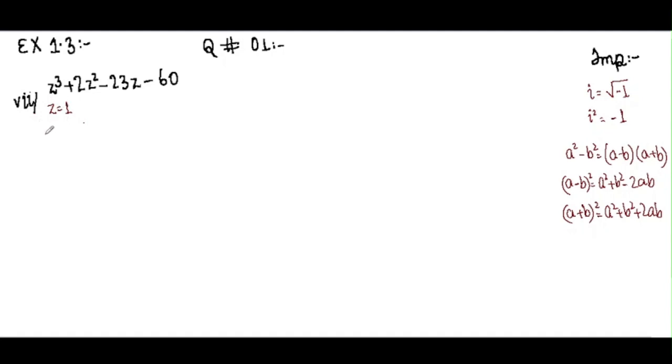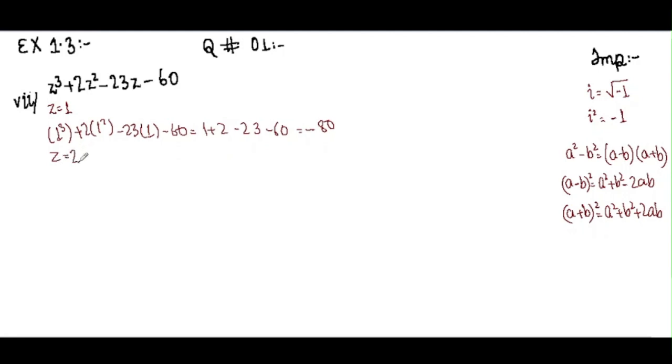So first of all, by putting 1, we get 1 cube plus 2 into 1 square minus 23 into 1 minus 60, which gives us 1 plus 2 minus 23 minus 60. 1 plus 2 is 3, 3 minus 23 gives us minus 20, and minus 20 minus 60 gives us minus 80. So it's not a root.